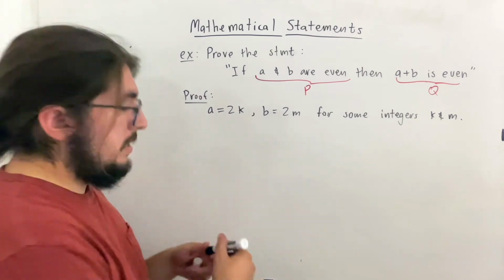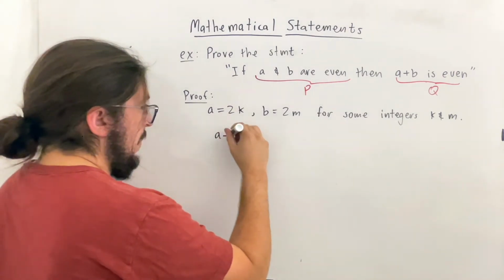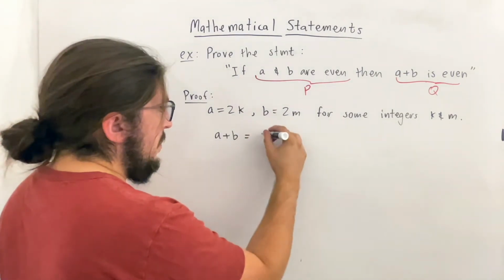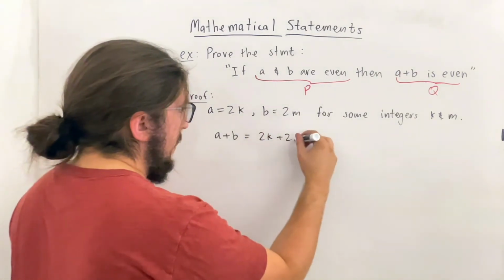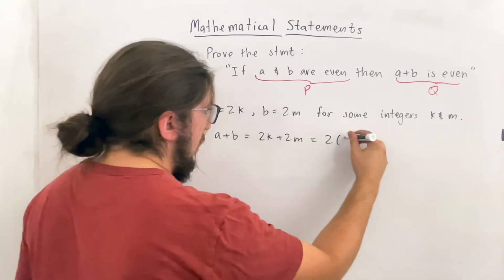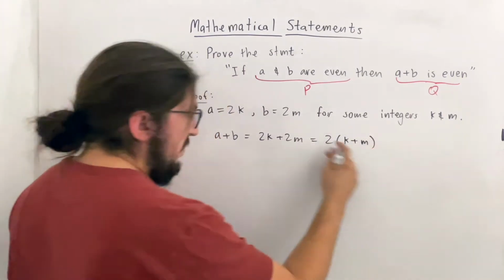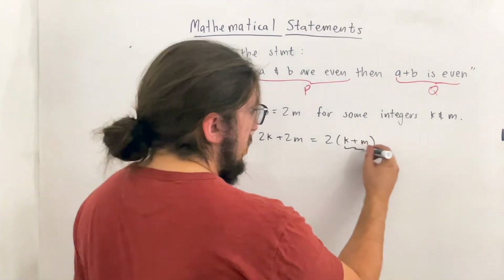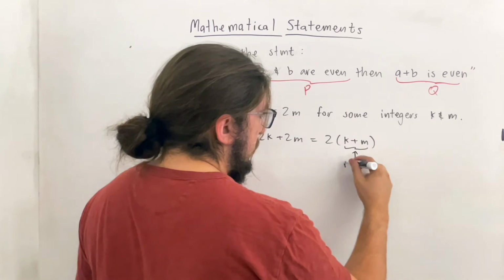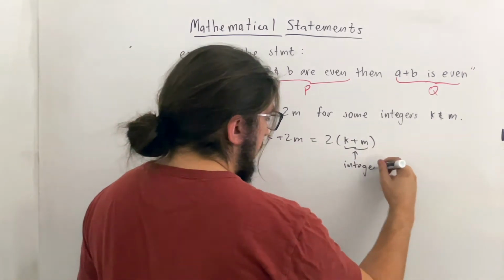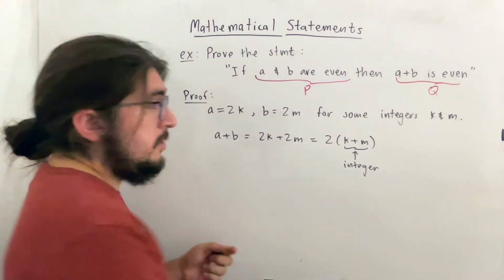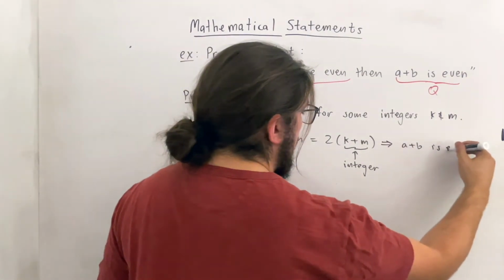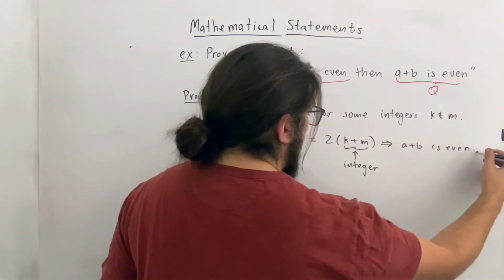So I'm going to now consider A plus B. I'm not assuming that A plus B is even, that's what we're trying to prove. But now we know, since A and B are even, we can write them as 2K plus 2M. And look at that, we can factor a 2 out, which is true because of distribution. If you distribute the 2 back in, you get indeed this, so that's equivalent. And notice, since K and M are integers, their sum is also an integer, so we have actually shown that A plus B is 2 times an integer, which implies that A plus B is indeed even. And that completes the proof.